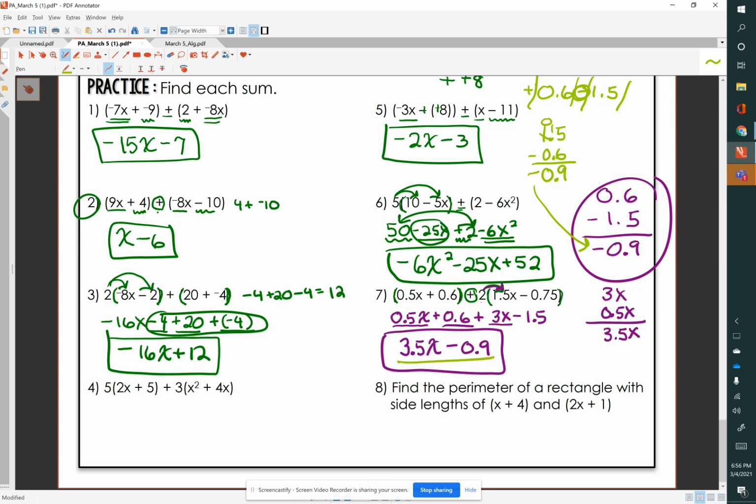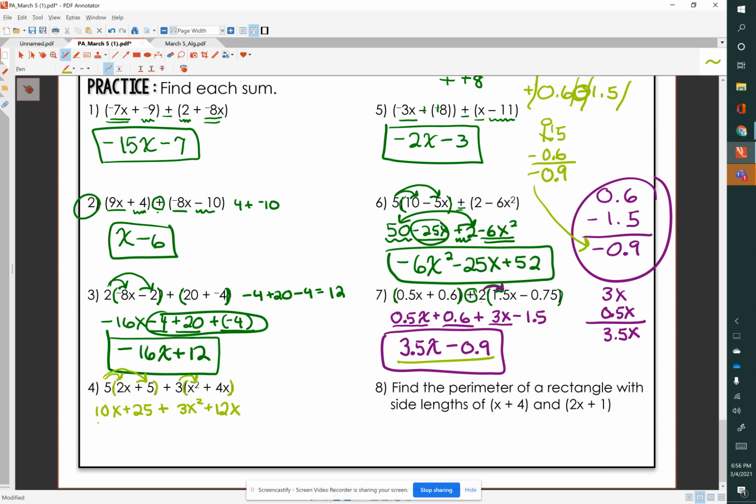So we've got 2 more problems. We have to distribute 5 through the quantity of 2x plus 5. And we're going to add that to 3 multiplied by x squared plus 4x. So let's multiply through. 5 times 2 is 10x. Positive 5 times positive 5 is 25. Plus 3 times x squared is 3x squared. Plus 3 times 4 is 12x.